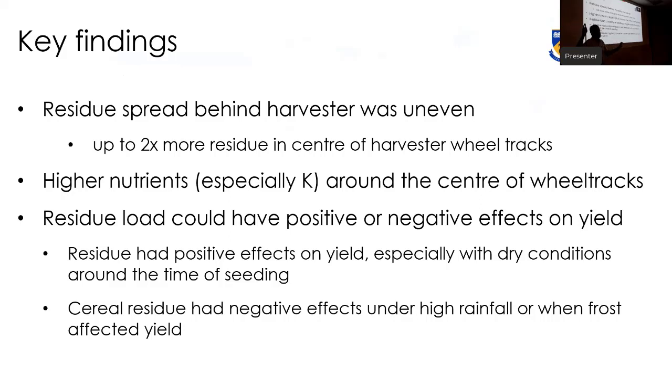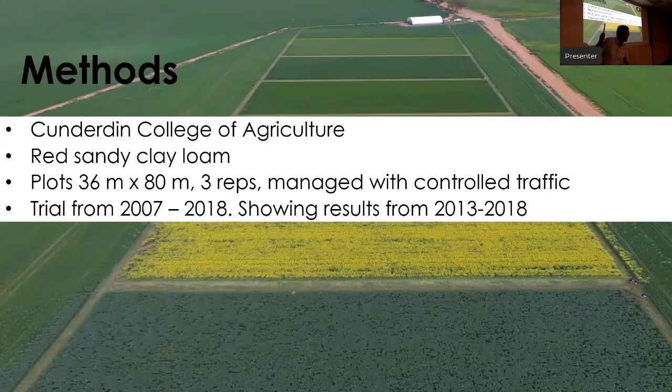There were also differences. The differences in residue spread could have positive or negative effects depending on seasonal conditions. So where you had really dry conditions around sowing the next crop, residue is a good thing because that retains moisture in the system. Where you had plenty of water and frost, residue was a bad thing. And so what we want to try to do is work out a way of balancing those competing findings.